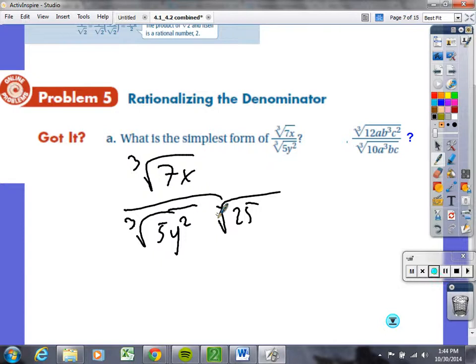And I have y squared. How many more y's do I need? I only need 1, because I already have 2. I only need 1 more to get a group of 3. Make sense? So what I do to the bottom, I have to do to the top. Now, ladies and gentlemen, you only do this after you've simplified. Only after you've simplified.